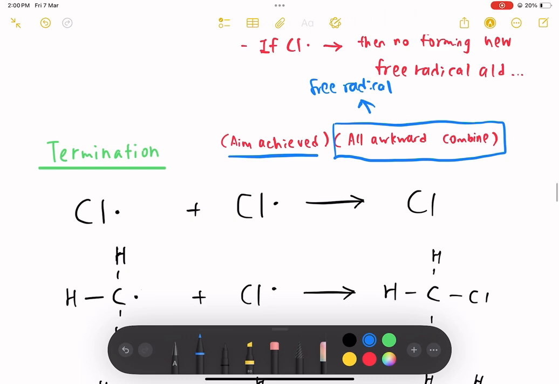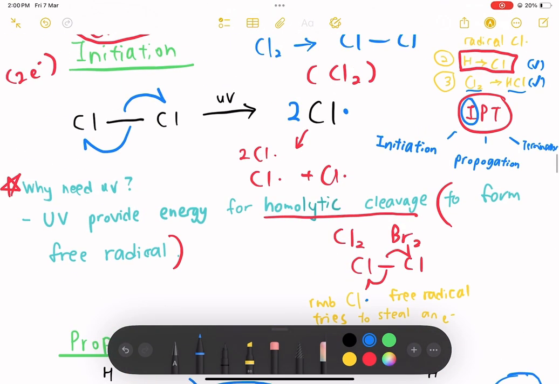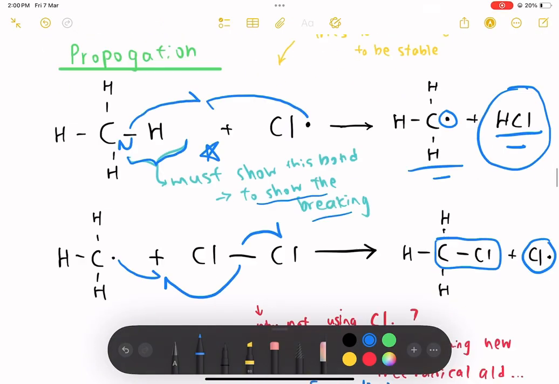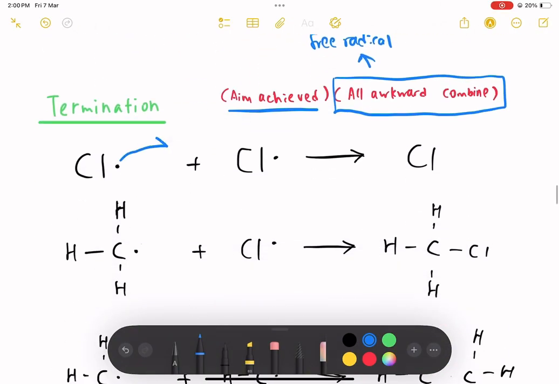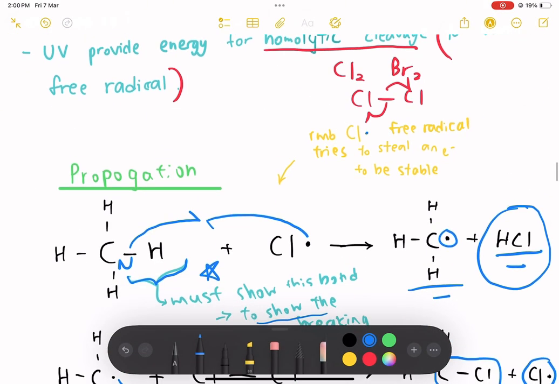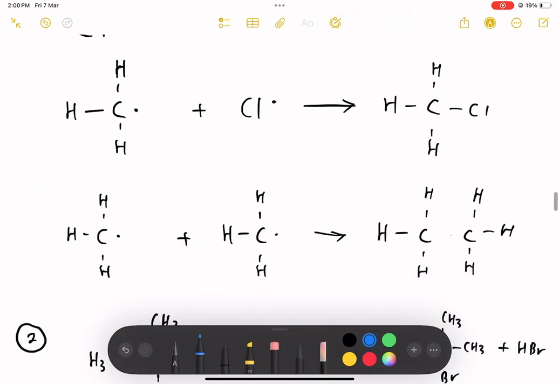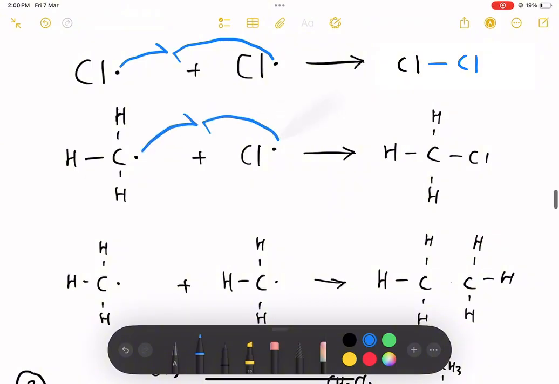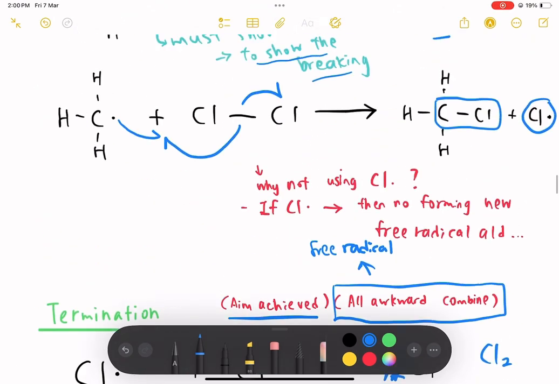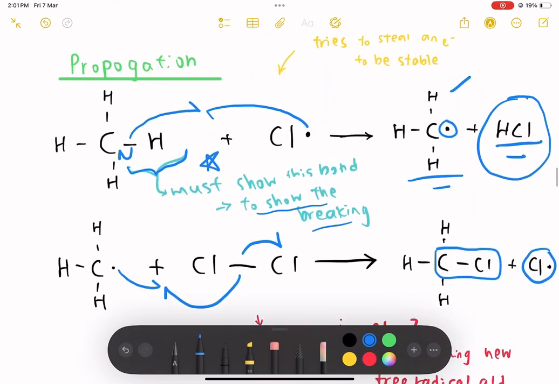So let's say this one, initially we have Cl dot, right? So we need to combine them first. Then it forms Cl2. Next, we have this one and this one. So these two will combine together and form this one. And lastly, we have this combine with this one to form this. So it is from here.